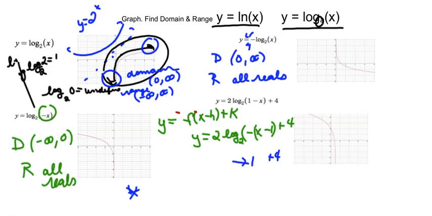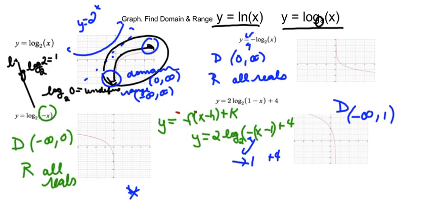Alright, so what I want to do is kind of find the domain and range. Start with the domain. Domain is really the only thing that's going to change. Instead of going from negative infinity to 0, this goes from negative infinity to 1. Why? Because everything's shifted to the right 1 because of this right here, and that's exactly what we expected.